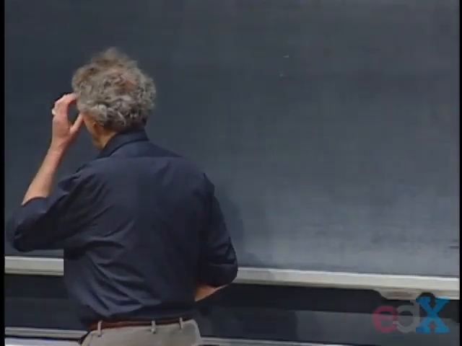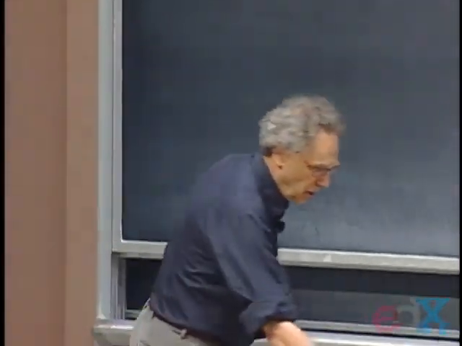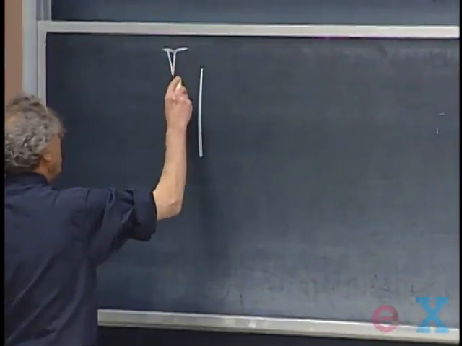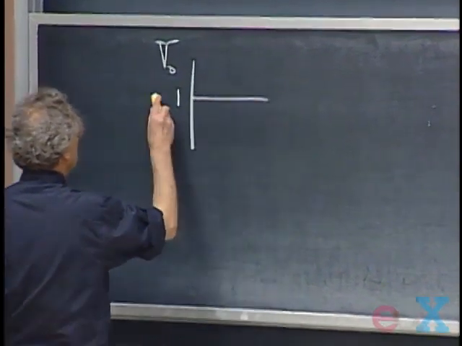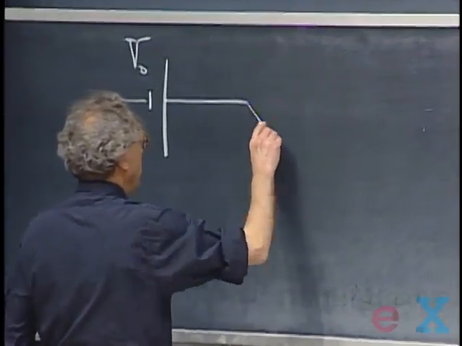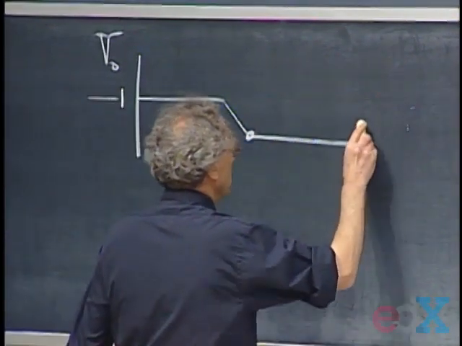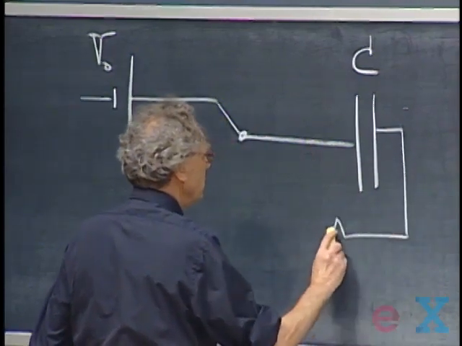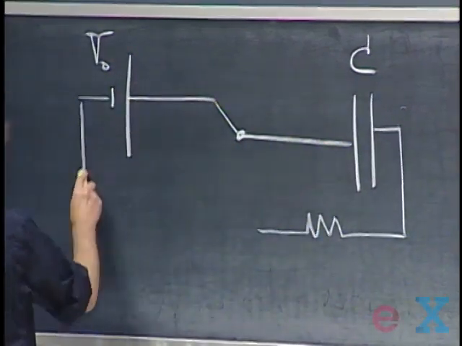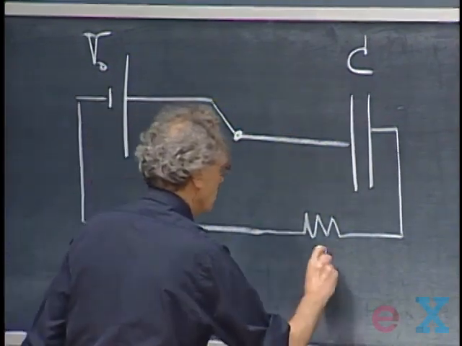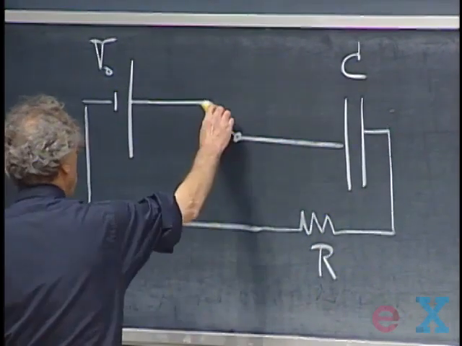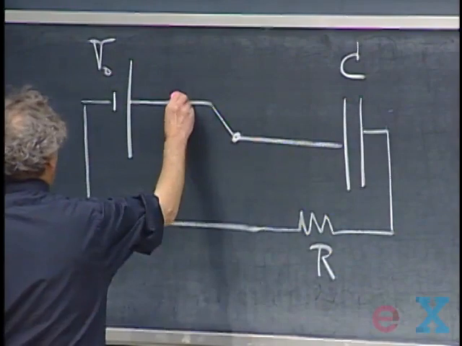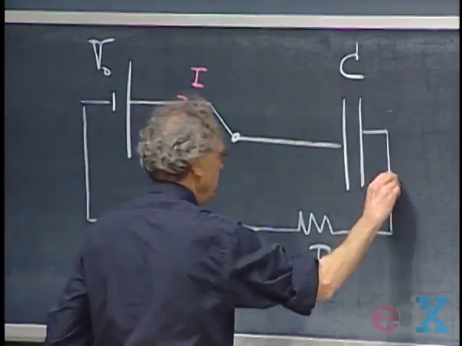Today I want to discuss with you RC circuits. We already discussed RL circuits, now we get RC circuits. I have here a battery with an EMF V0, and I have here a switch connecting to a capacitor, and here a resistor, and I close the loop. When I have the switch in this position, the capacitor is going to charge up. I get a current I going in this direction.